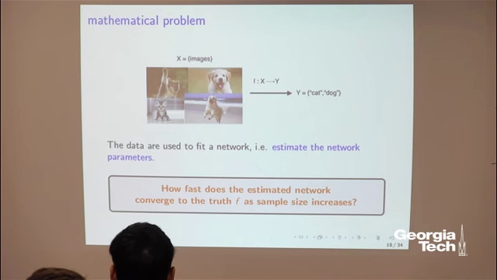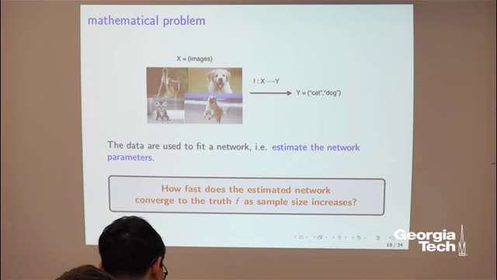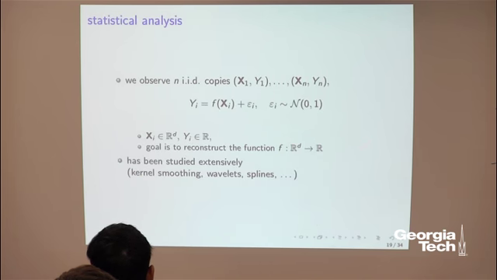If I have more data, I know more about this unknown function f, so I should come closer to the function f. So the statistical problem is to determine the rate of approximation at which an estimated network converges to the true underlying function as the sample size increases, and we are interested mainly in the exponent at which the rate decreases. And this is the rate that we studied.